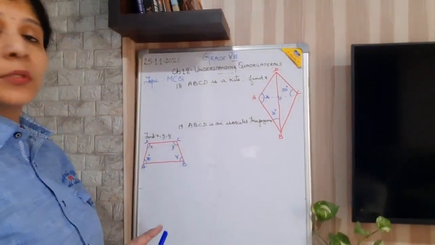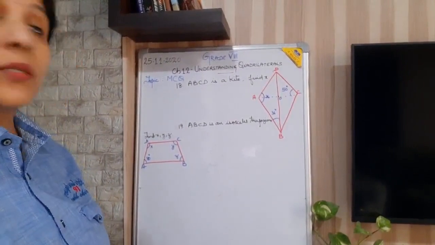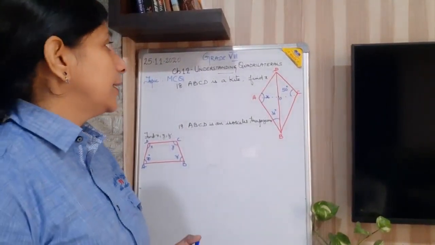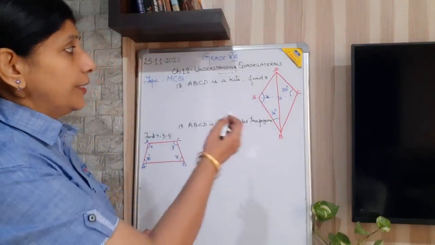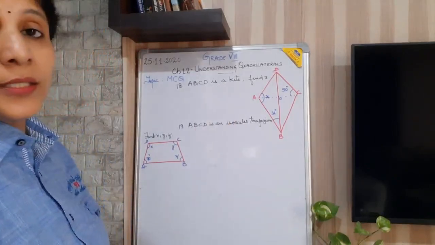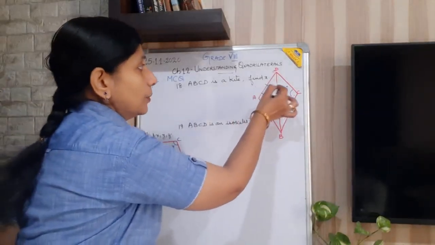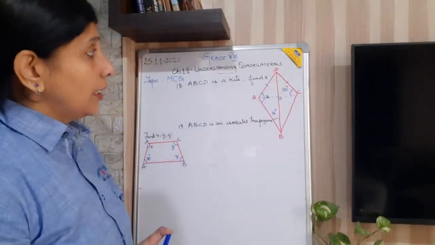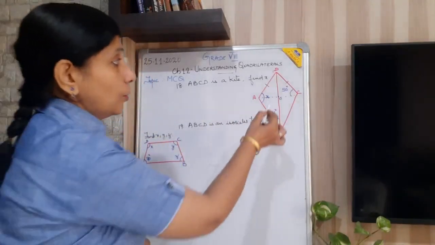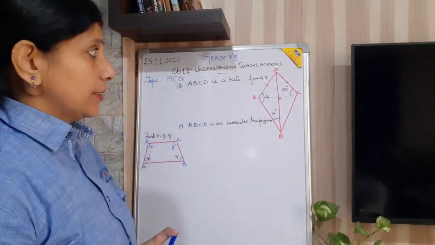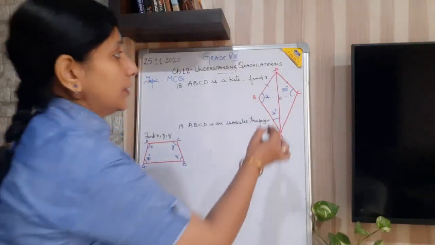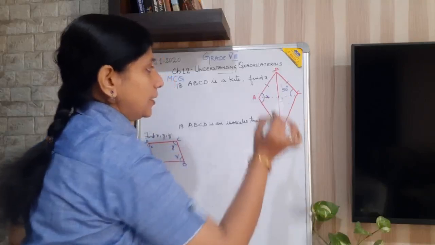We are going for the next question, that is question number 18. ABCD is a kite and find x. Okay, so if it is a kite, what are the characteristics of a kite? These two will be equal and the diagonals intersect at O. So these two are diagonals, intersecting perpendicularly at O. So this angle will be 90 degrees.